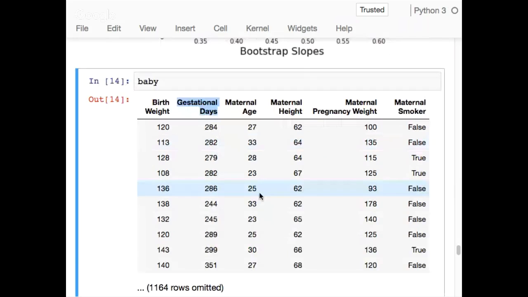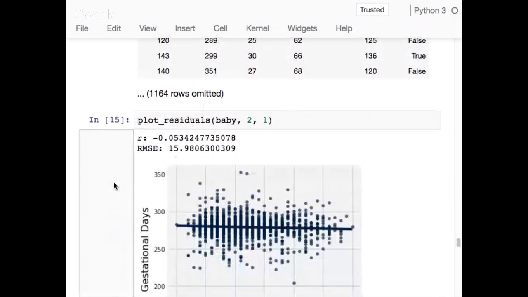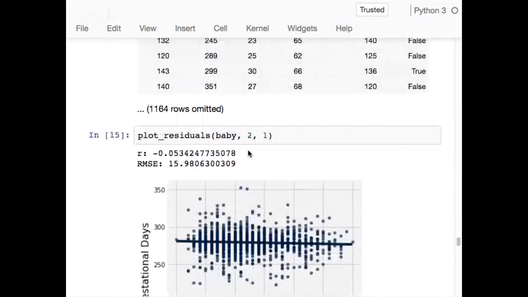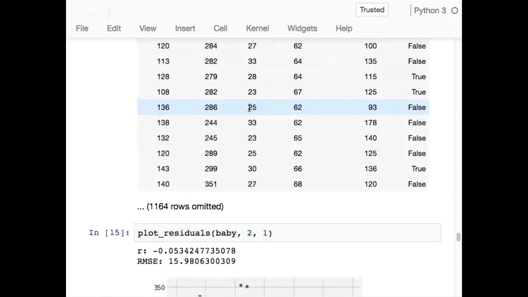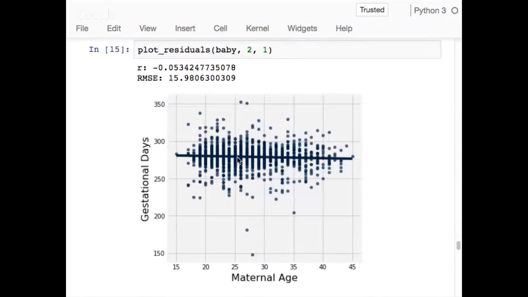Okay, so we have here the baby table. We're looking at the relationship between maternal age and gestational days. Let's take a look at those on a scatter plot. So what we see here, maternal age on the x-axis. Now notice how all points are on these lines here. That's because all of these ages are rounded to the nearest year, right? So if they're rounded to the nearest year, then you get strips of points here because we get one strip for each year that we recorded.